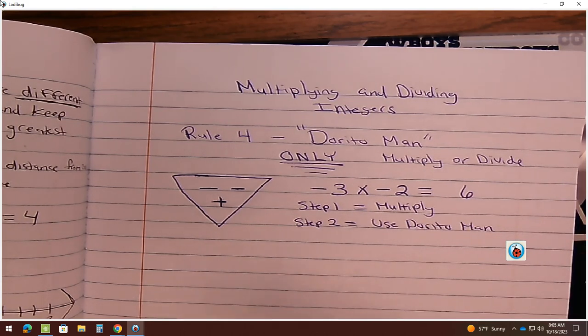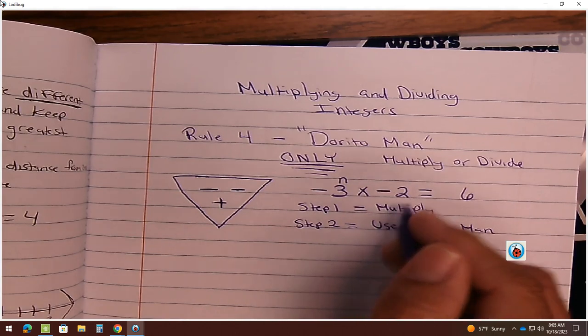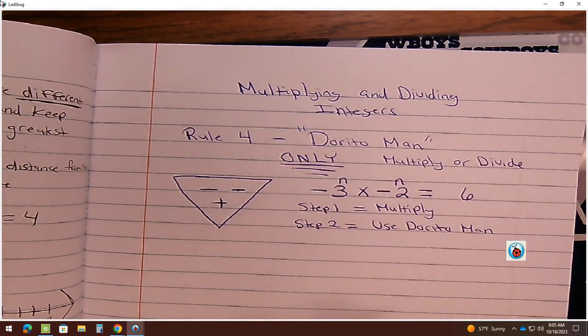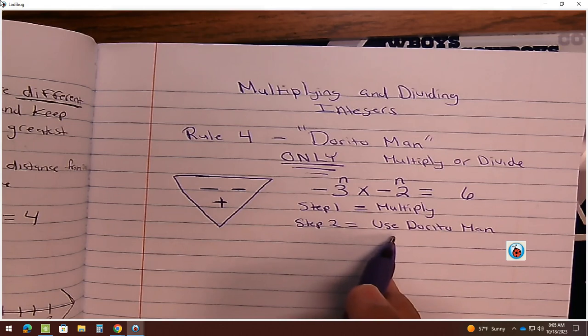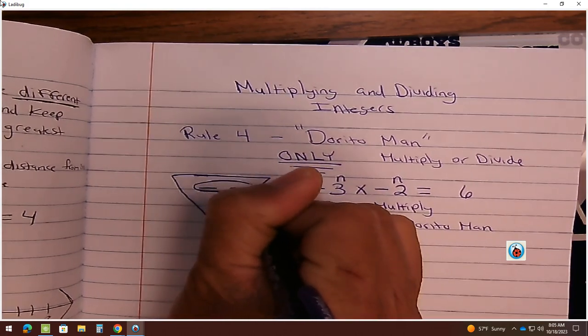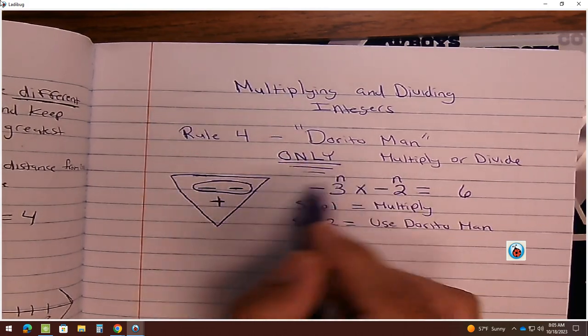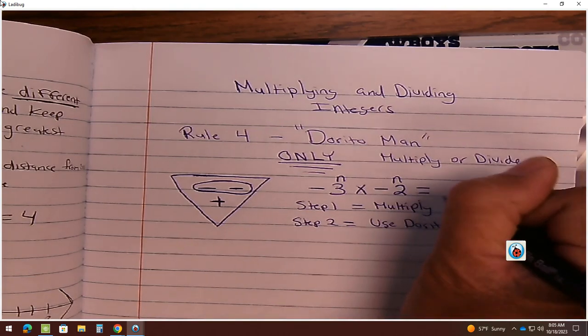How do we use Dorito man? Well, we have a negative, and we also have a, what is this? Negative. So we're not going to do same. Don't be saying, oh, same, add and keep, because we're not adding, we're multiplying now. So we use Dorito man now. Well, we have a negative, negative, so you're going to circle the two negatives. What's not circled? The positive. So guess what? The answer stays +6.